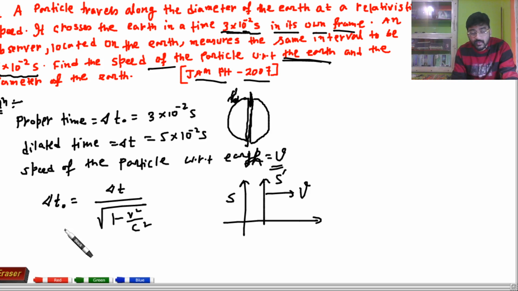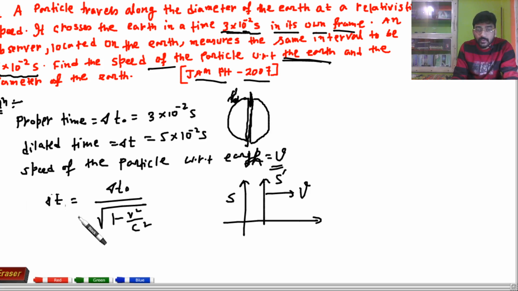So this is actually delta T is equal to delta T naught upon root 1 minus v square by c square in this situation. So we have to relate all the times in our formula in the actual case and in the given problem.